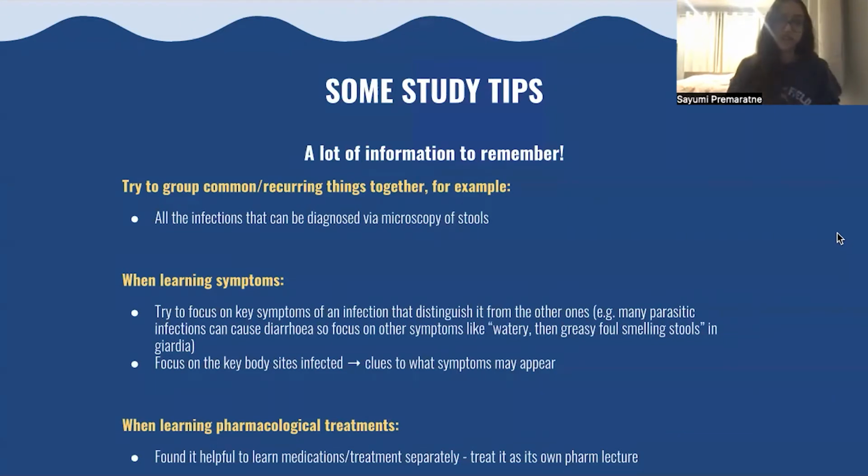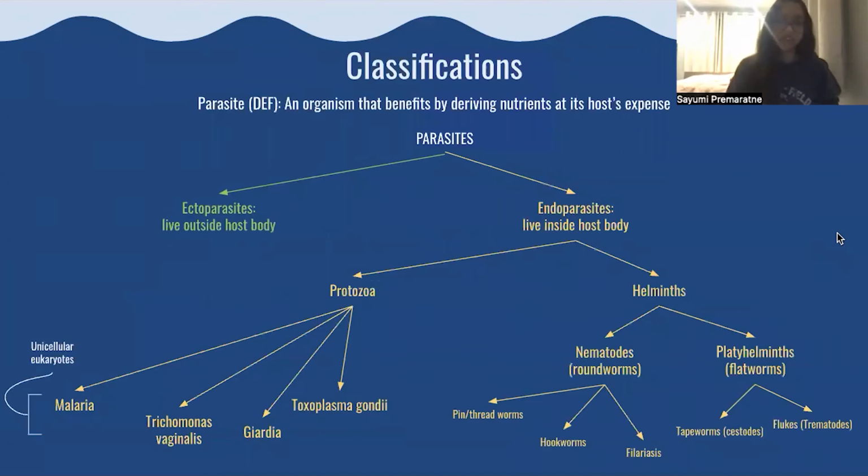Okay, so I'll talk about the classifications of parasites. So a parasite in definition is just an organism that benefits from deriving nutrients at the expense of the host. And there are two types of parasites, but obviously we'll focus on the ones that live inside your body, which are endoparasites. So there's two key types. There's protozoa and there's helminths. So protozoa are unicellular eukaryotes, and then helminths are multicellular.